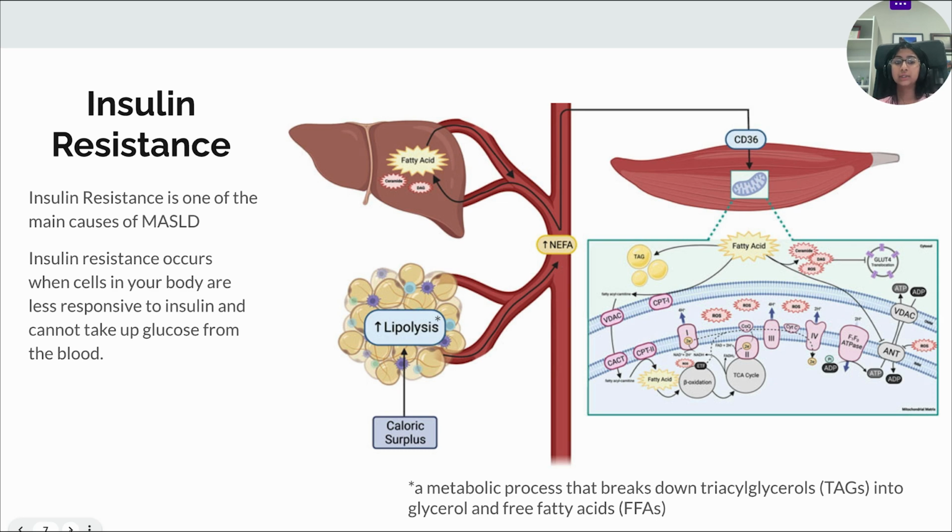Insulin resistance occurs when the cells in your body are less responsive to insulin and cannot take up glucose from the blood. This figure here shows how lipolysis occurs due to caloric surplus, which is when a person is having overnutrition and eating too many calories. Lipolysis is a metabolic process that breaks down triglycerides into glycerol and free fatty acids. This breakdown gets the fats transferred to the liver, where the fatty acids are deposited in increasing amounts, thus causing MASLD.